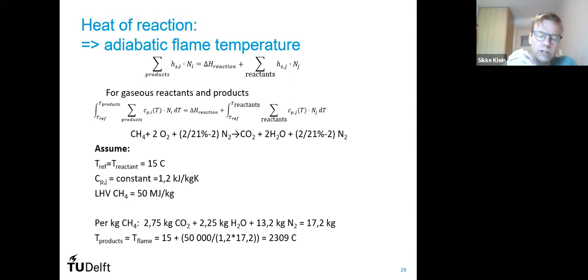Then a question to all of you. So this is at phi is one, equivalence ratio is one. What happens with the adiabatic flame temperature if we go to situations with phi below one? Yeah, it goes down. That's important because if you go to a lower equivalence ratio, you have an excess of air. In this formula, this is the stoichiometric situation, but if you have a phi lower than one, this number will increase. You get more medium to heat up. Because you have more medium to heat up, you get the same inlet enthalpy, the 17.2 will increase, and therefore you will have a lower flame temperature.